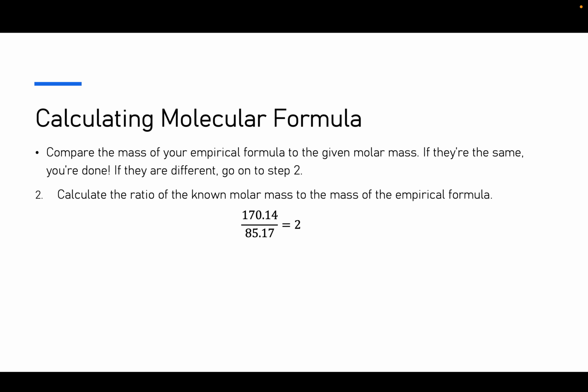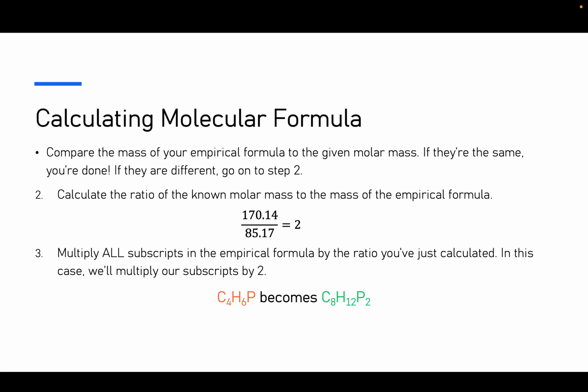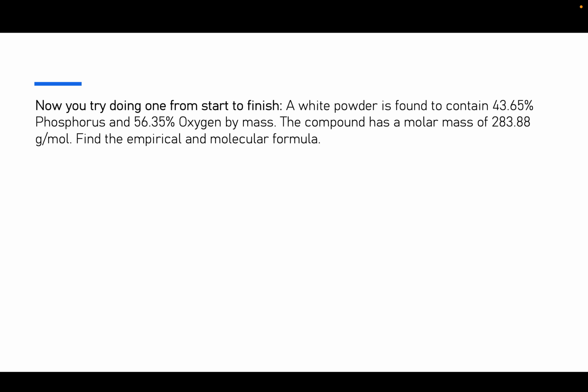We just put the larger one over the smaller one, and when you divide, you get 2. That just means that you need to multiply all of the subscripts by 2 to find the molecular formula. So for us, this C4H6P becomes C8H12P2. Easy peasy. All right, I want you to do the whole thing start to finish. You're given the mass percent, you're given the compound's molar mass, you are to find the empirical formula first and then the molecular formula. So pause this and try it.